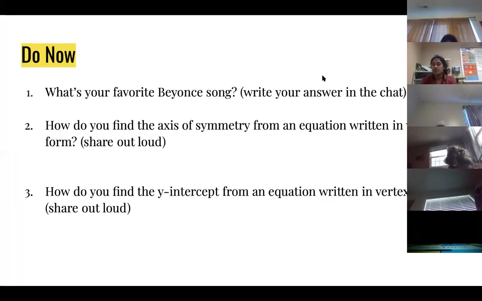All right, here is your do now for today. The first question, go ahead and put it in the chat. What's your favorite Beyonce song? The second and third questions will be share out loud. How do you find the axis of symmetry from an equation in vertex form? And how do you find the y-intercept from an equation written in vertex form? Let's go ahead and get those answers in the chat. Three minutes on the clock.